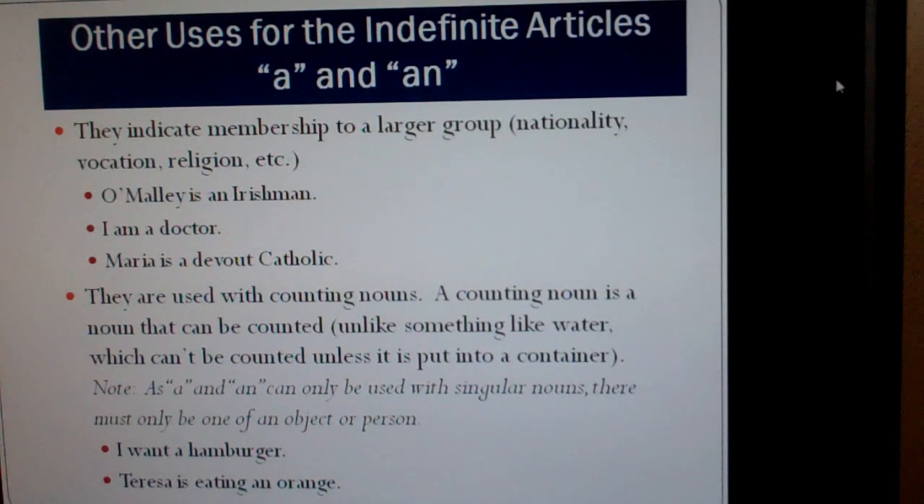In some languages like Spanish, you don't use the equivalent of a or an when you're saying your vocation. Like if you're saying I am a doctor, you don't say "yo soy un doctor," you say "yo soy doctor." But in English, we do use a and an when we're talking about our vocation.